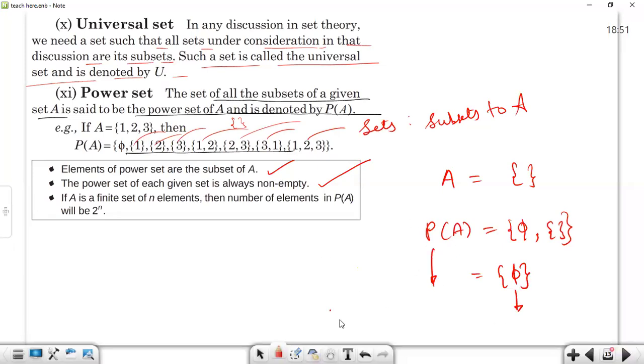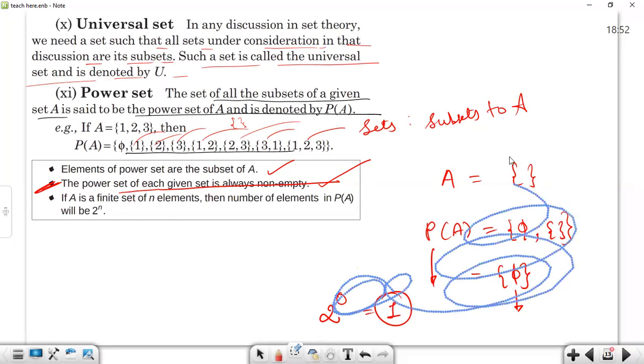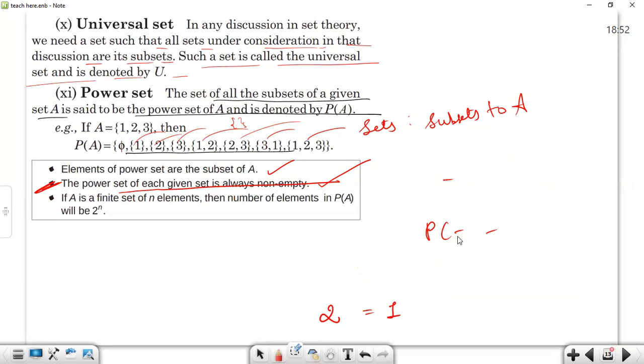And if we go by the formula 2 raised to the power n, where the number of elements is 0, this is also 1. That's why there is only one element in the power set. So the power set of each given set is always non-empty, because there will be at least one element in the power set. Clear? Any doubt? This is complex. You can ask me again and I will explain it again. Any doubt? No doubt, sir. Okay, good.